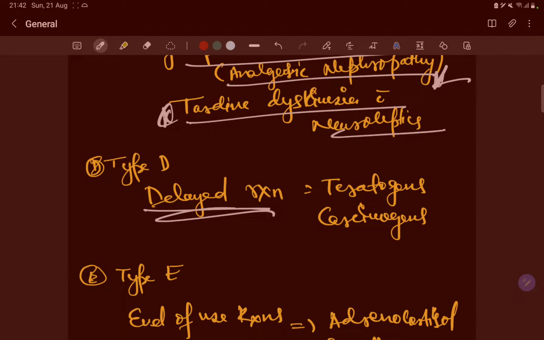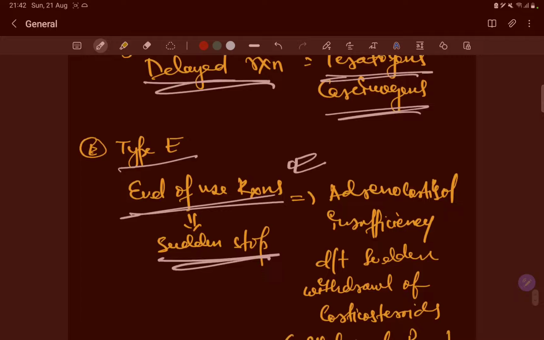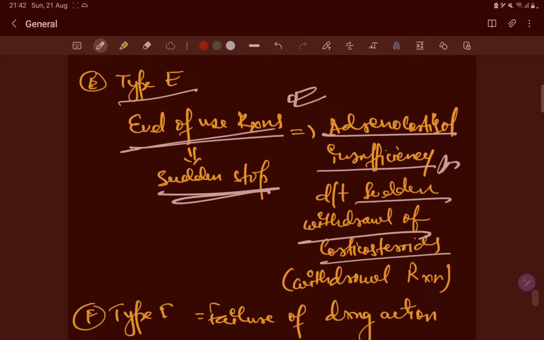Type D is the delayed reaction. For example, teratogens or carcinogens, the use of any substance, any adulterants. Type E जो होता है end of use reaction. End of use reaction, that is the sudden stop of the given drug, right? So adrenocorticoid insufficiency due to sudden withdrawal of corticosteroids is the end of use reaction, that is the withdrawal reaction.